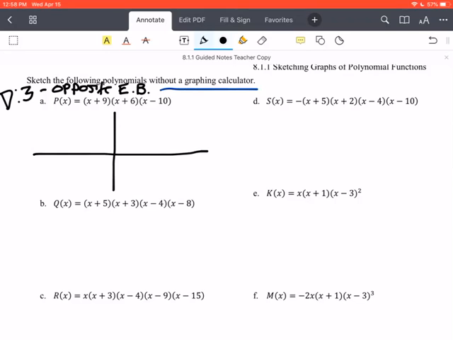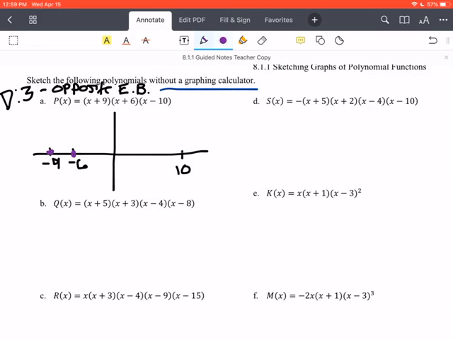EB can stand for end behavior. Now if I look, what are my x-intercepts? My x-intercepts in this case are going to be -9, -6, and 10. We're solving those mini equations, and I'm actually not going to show that work. So I have -9, I have -6, and then I have +10. So those are my x-intercepts if I want to go ahead and plot those.